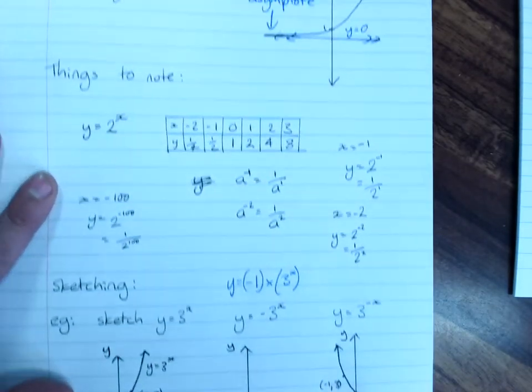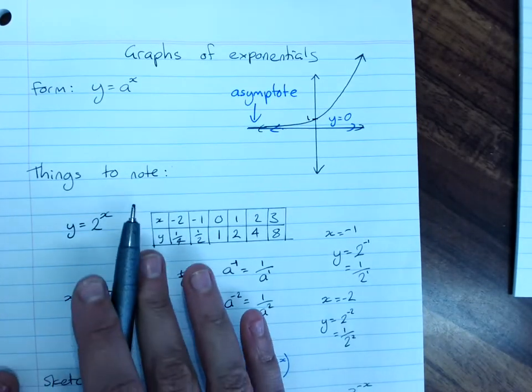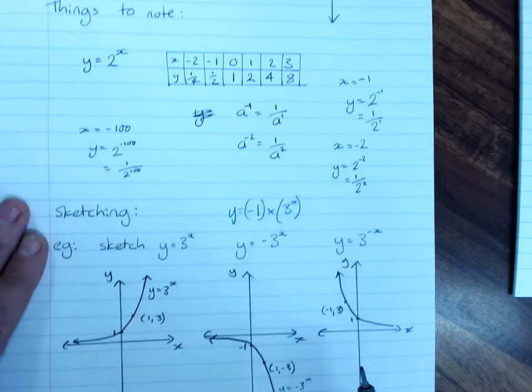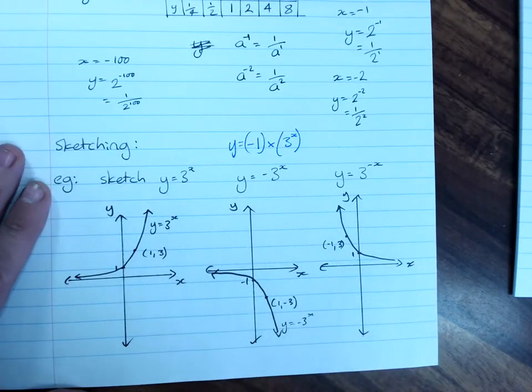So that's an introduction to the exponentials, their basic form, how we get these really small fractional values, and the reflections that happen and how to sketch them.